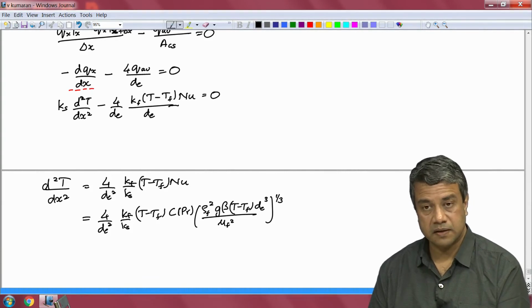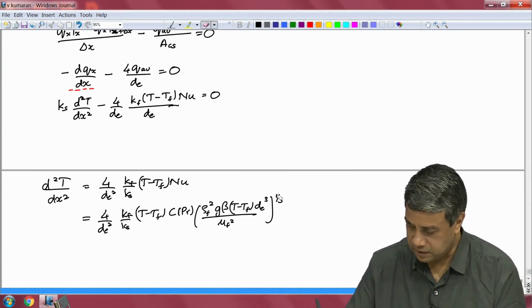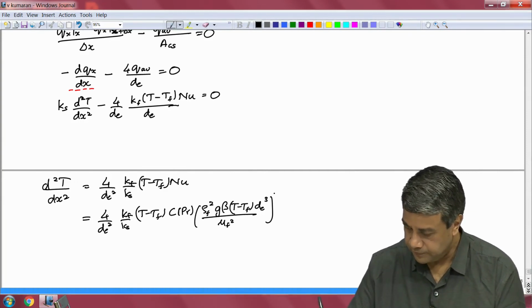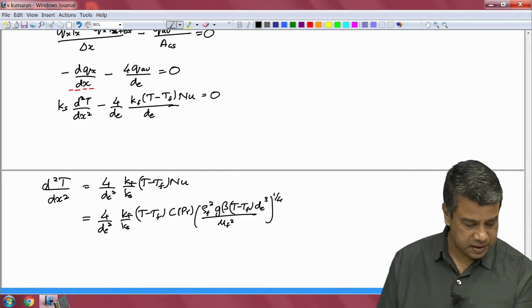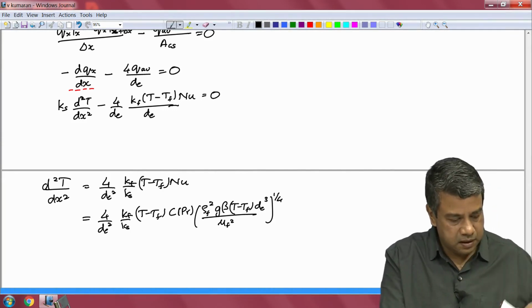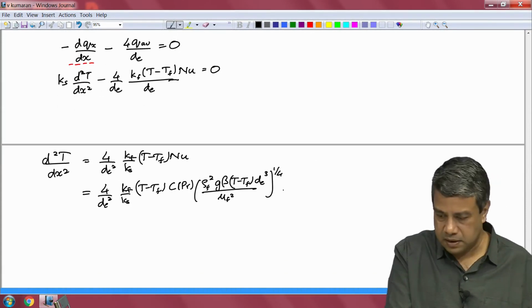And once again you have a T minus Tf power, I am sorry, this should be 1/4. I have a T minus Tf power 1/4 on the right side, right. So, therefore, I can define a scale temperature, okay.